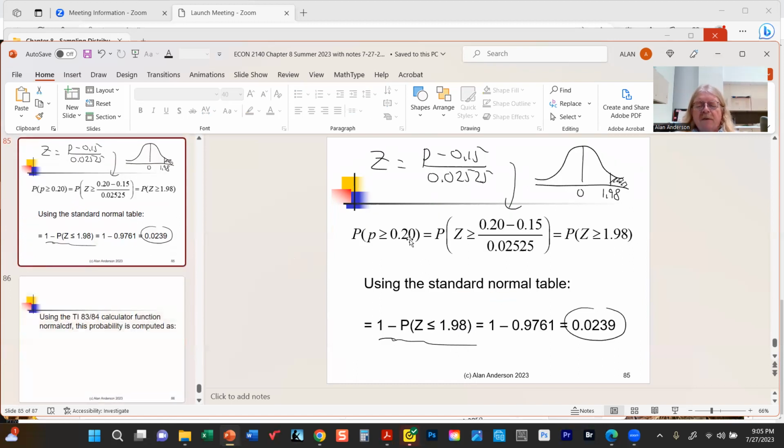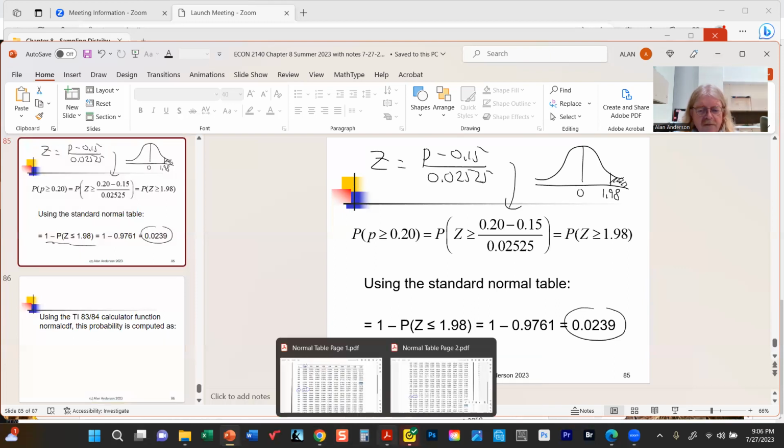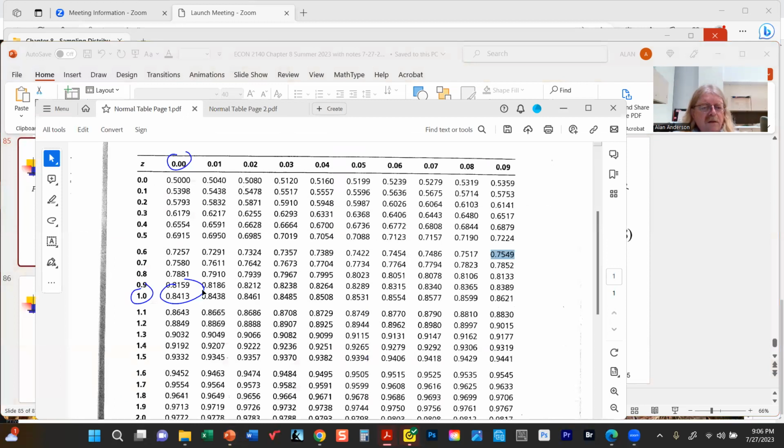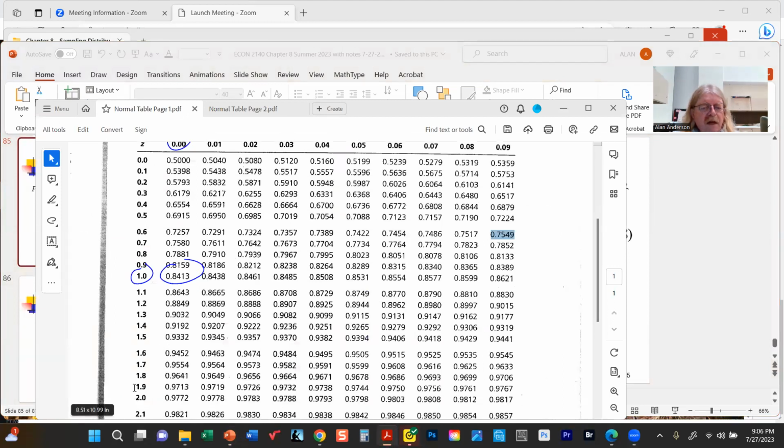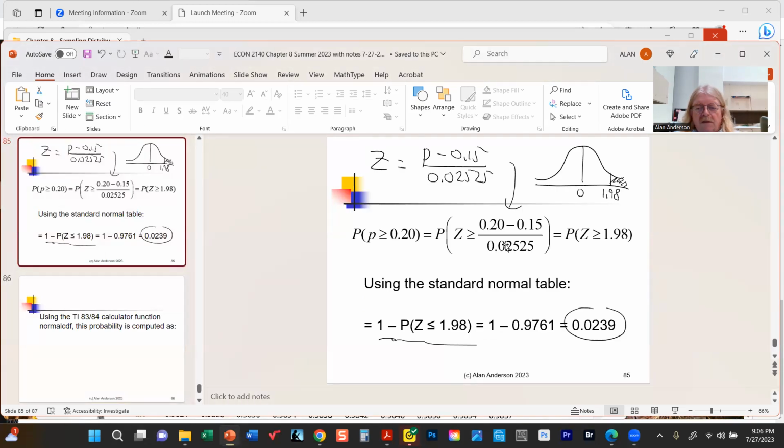So remember, we were after the probability that the proportion of retirees in New York State is at least 20%, which is equivalent to z being greater than or equal to 1.98, which means we have to subtract that from 1. And if you go to your positive table, looking for 1.98, we have 1.9 combined with 0.08 is here, 0.9761. And so when we subtract that from 1, we get 0.0239.